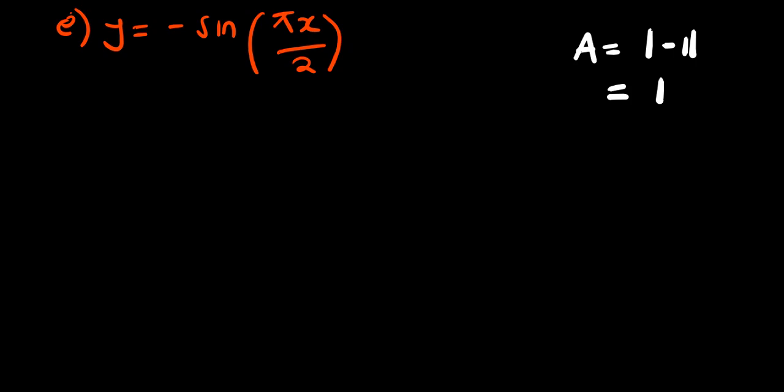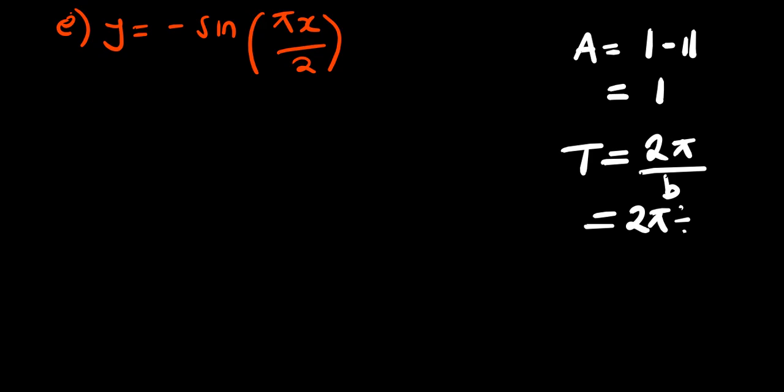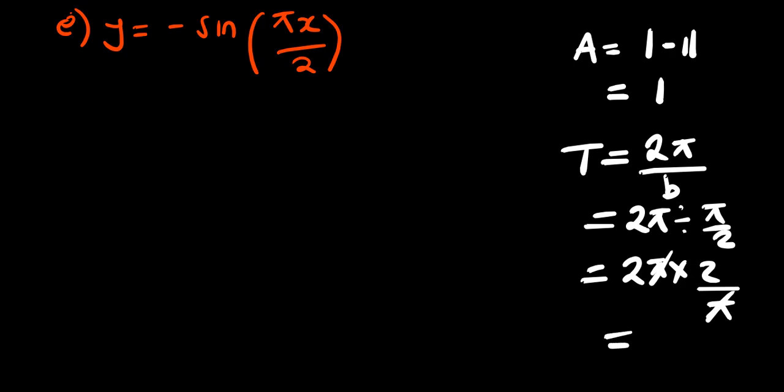Then the period will be equal to 2 pi over b. Now what is our b? 2 pi divided by, what is our b? Our b is the coefficient of x, that is pi over 2. So let's just do that. So divided by pi over 2. So when we solve, we're going to have 2 pi multiplied by 2 over pi. The pi and the pi, they're going to cancel. Then I'm going to finally have a 4 as my period. Then what is our vertical shift? It is 0.